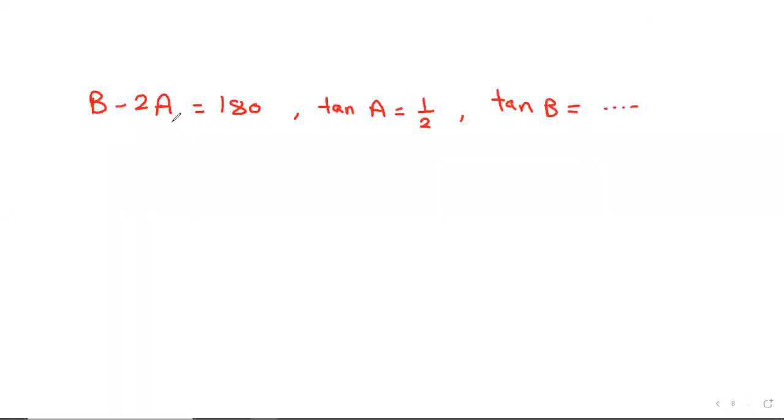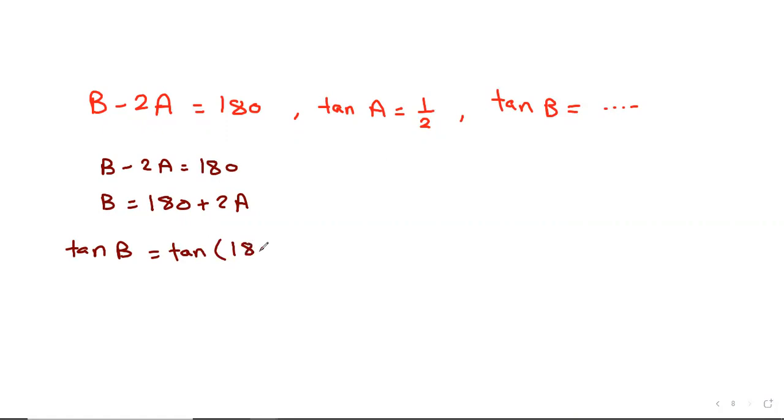The next one, b minus 2a equals 180 and tan a equals half. I want to get tan b. So from this equation, we can get the value of the angle b, because b minus 2a equals 180. So b equals 180 plus 2a. So if you want to get tan b, it's also the same value as tan of 180 plus 2a, because they are equal. And 180 plus 2a, the angle lies in the third quadrant. And tan in the third quadrant is positive. So we can write it as tan 2a.